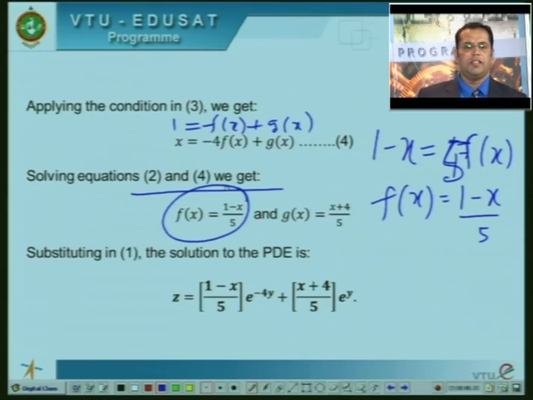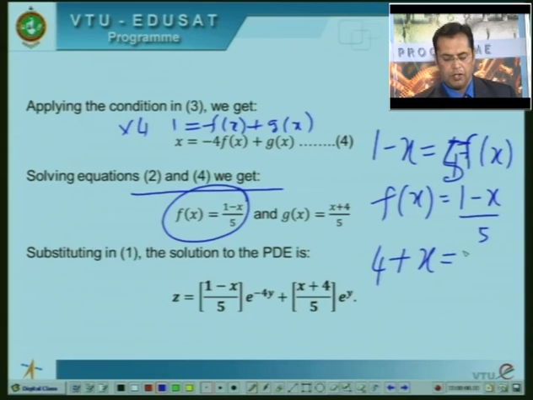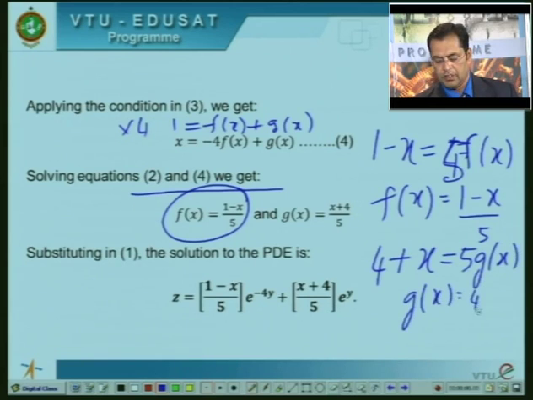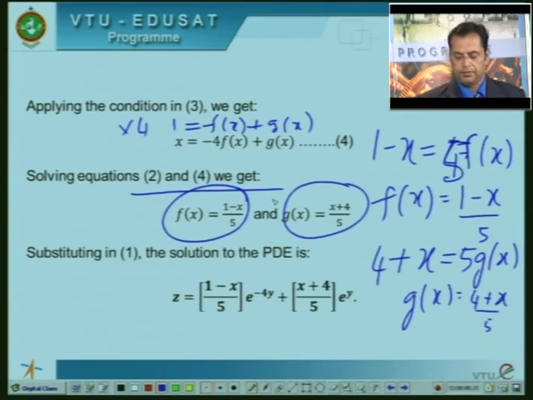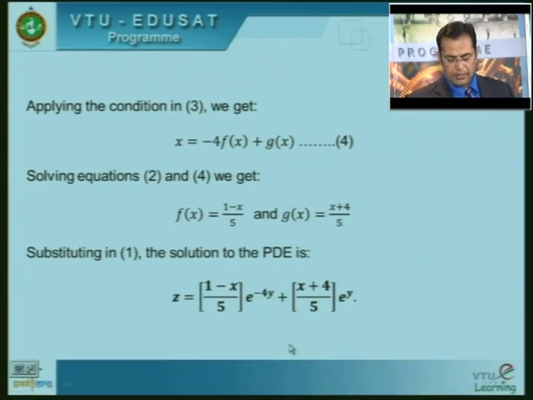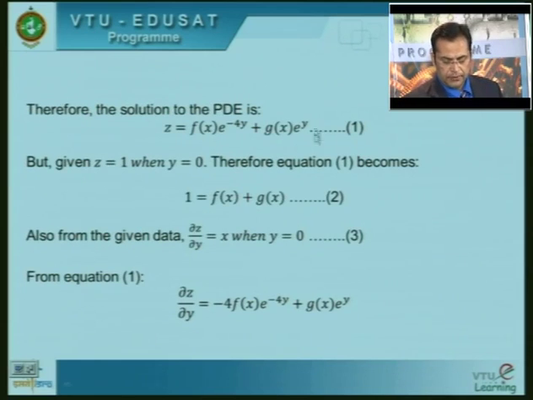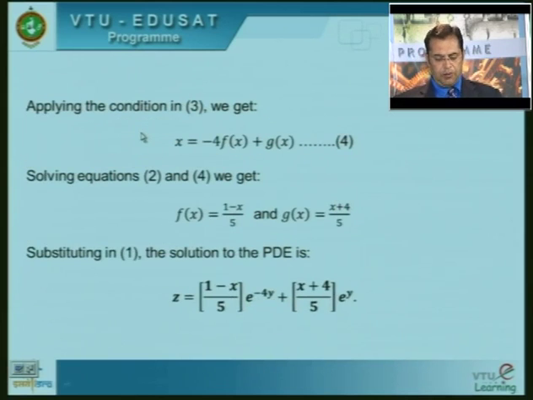Then I think you are aware of solving simultaneous equations. Multiply this equation with 4. So, you have 4 and add with this. So, what you get? 4 plus x is equal to 4 f of x minus 4 f of x will cancel. Here it is 4 g of x plus g of x, which is 5 into g of x, which gives you g of x finally as 4 plus x divided by 5, that is here. So, finally, once you obtain f of x and g of x values, substitute in the solution here in equation 1. So, finally, z equal to f of x is 1 minus x by 5 e power minus 4y plus g of x, 4 plus x by 5, into e power y becomes the solution of the given PDE.